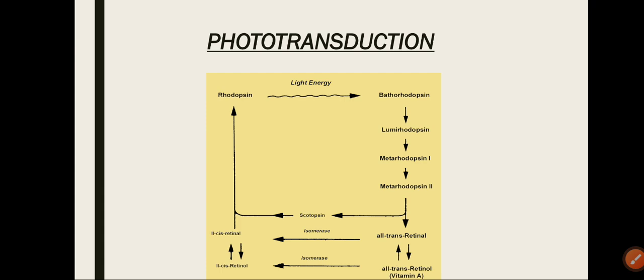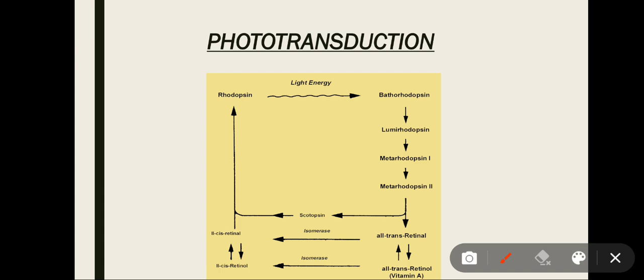Thus, the bleaching of the rhodopsin occurs under the influence of the light, whereas the regeneration process is independent of light, proceeding equally well in light and darkness. So, let us go to the visual cycle.